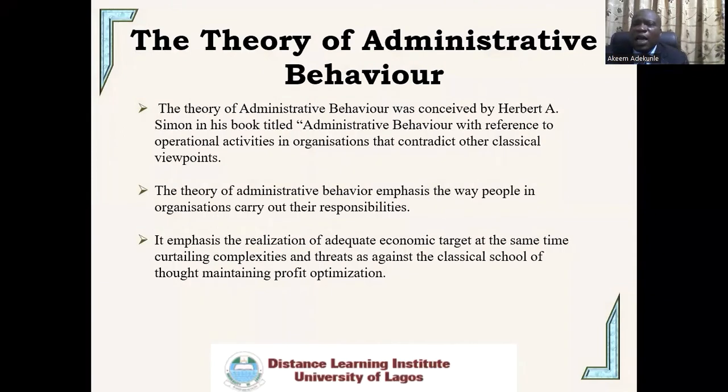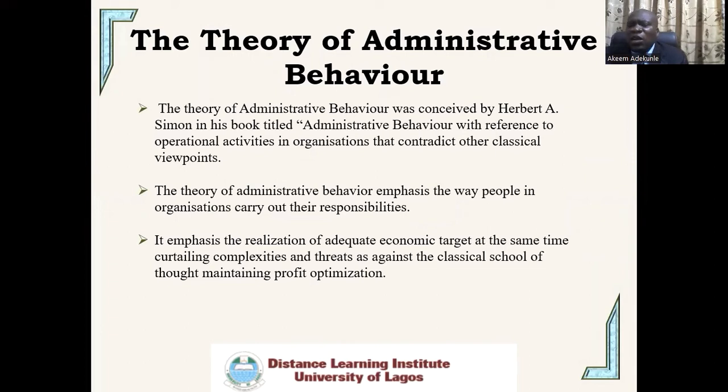Now, having discussed the meaning of administrative behavior, let us now move to the theory of administrative behavior. When we talk of theory, it means postulations. Yes, there are postulations that have been found to be true over a given period of time. And when we talk of the theory of administrative behavior, the theory was actually conceived by Herbert Simon in 1947, and this was contained in his book titled Administrative Behavior.